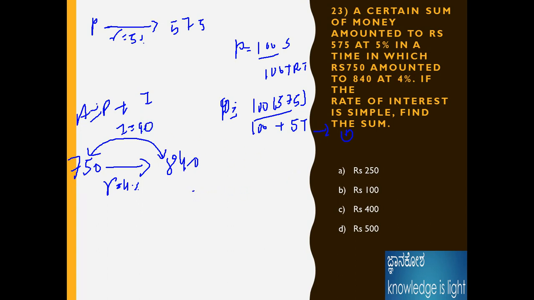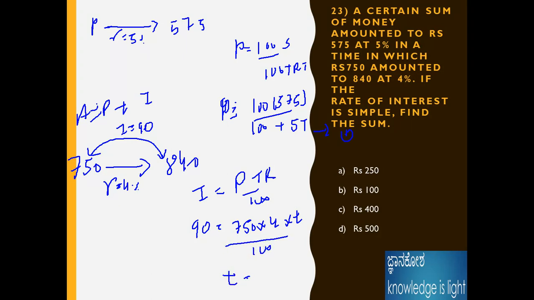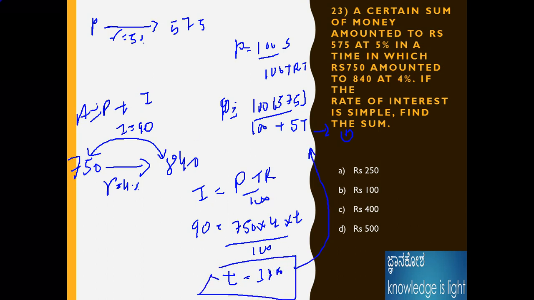Therefore, I is equal to PTR over 100. Here I is given as 90. Therefore 90 is equal to 750 into 4 into T divided by 100. Solving that, T is equal to 3. Whatever value of 3 is coming, just substitute it into the first equation.